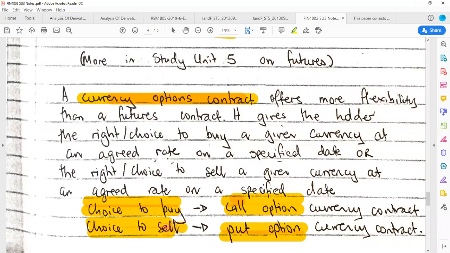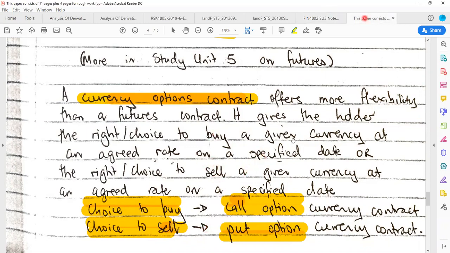This means you have the choice to sell a given currency at a specified date for a specified amount sometime in the future, right? So you actually do pay some money to be able to purchase this call option or put option. That doesn't apply with a futures contract. So you actually purchase an option to be able to buy or sell in the future. That means if it's unfavorable for you to buy or to sell, you can choose not to do so.